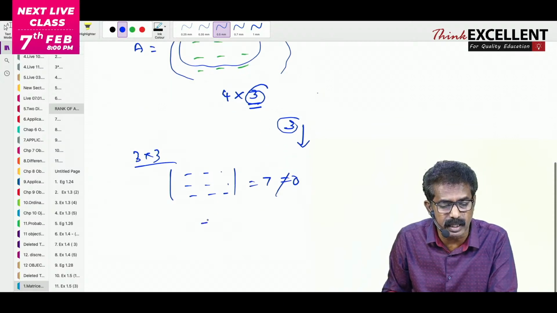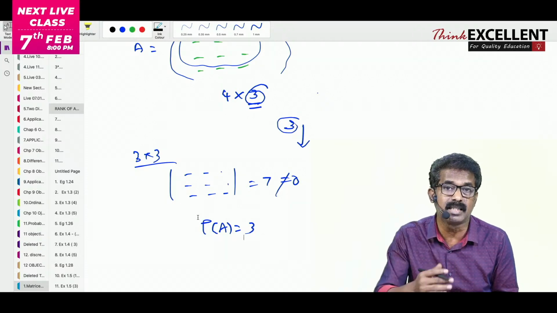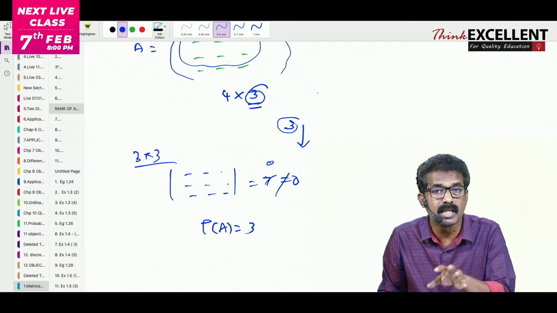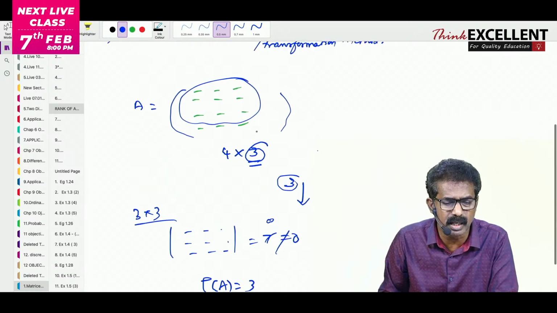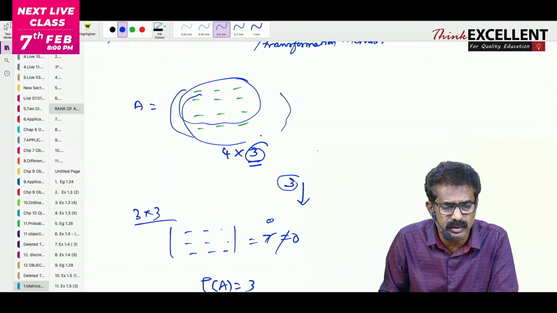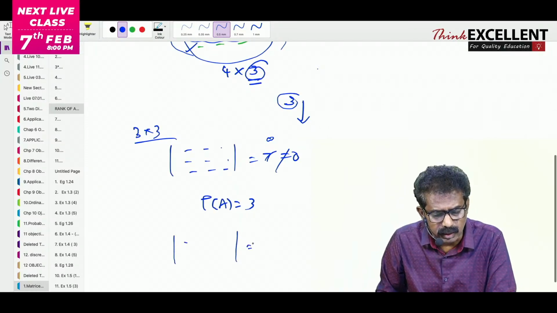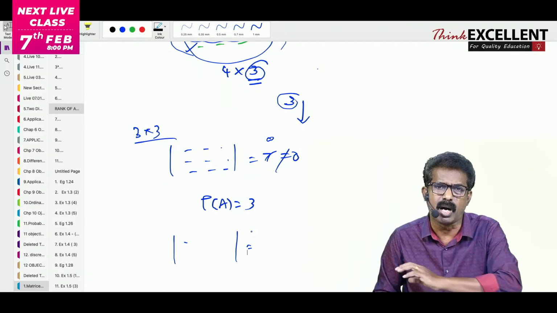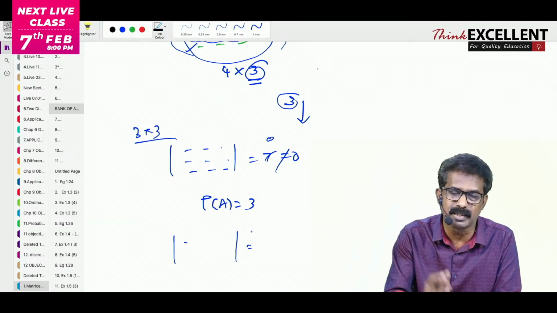It is confirmed. The rank of the given matrix is 3. We denote it as rho of A, the rank of the matrix. We write rho of A is 3. Suppose here you get 0. Don't say the rank cannot be 3. You take some other 3/3. Instead of taking the first 3 rows, you take the last 3 rows, or first row, third row, fourth row. If any one 3/3 is not equal to 0, it is confirmed the rank is 3. Suppose all the 3/3 minors vanish, all of them are 0, then you say the rank cannot be 3.